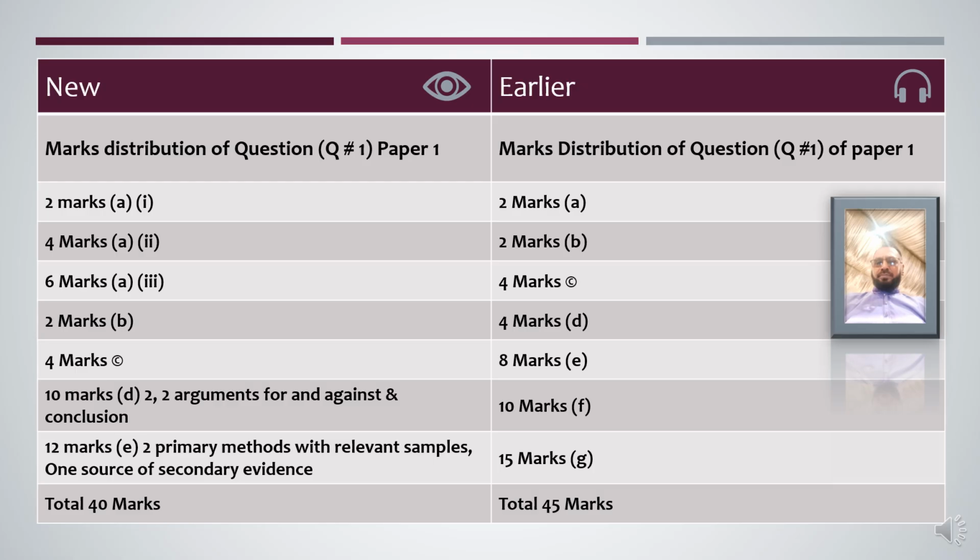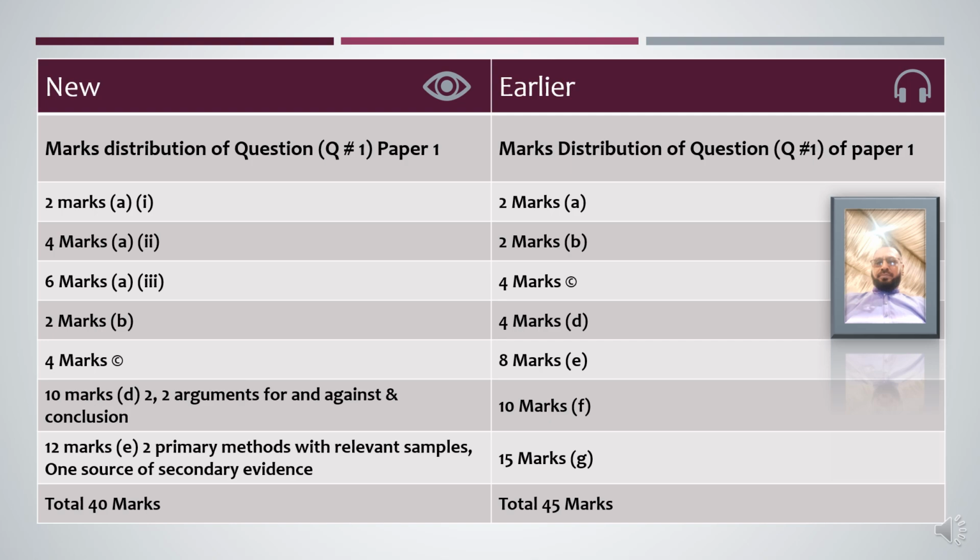Now, in question 1, there is no 14 marker question. No 14 marker questions come from research method according to the new syllabus. It will be a 12 marker, and basically you have to give 2 primary methods with relevant samples and 1 source of secondary evidence according to the case given. And the total marks of question number 1 is 40, right?